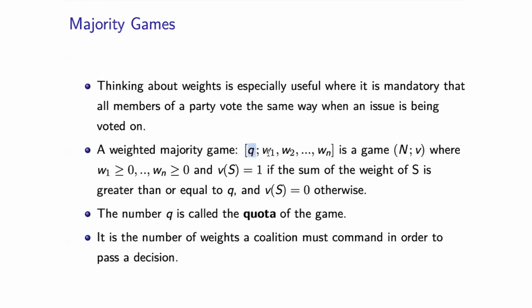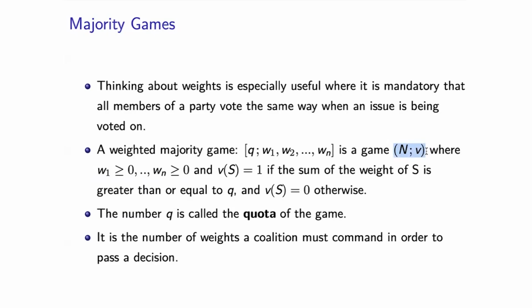And it is also specifying the weights of the different agents that are out there. So it's a cooperative game, and we can think in terms of our usual notation of N and V. The requirement is that each of these weights has to take a non-negative value. So W1 is greater than or equal to 0, W2 is greater than or equal to 0, and so on.